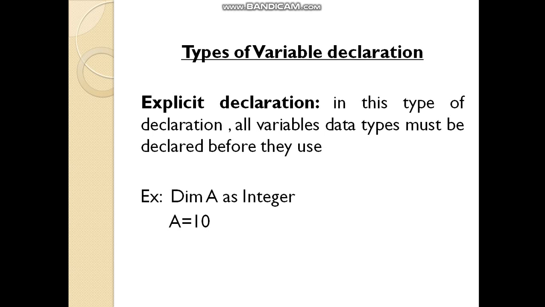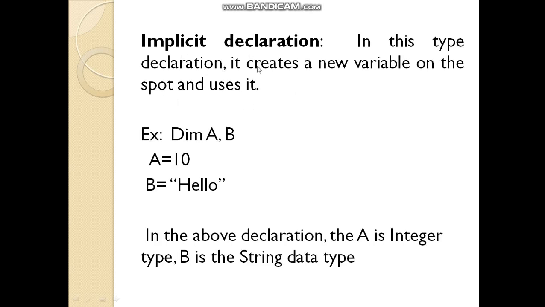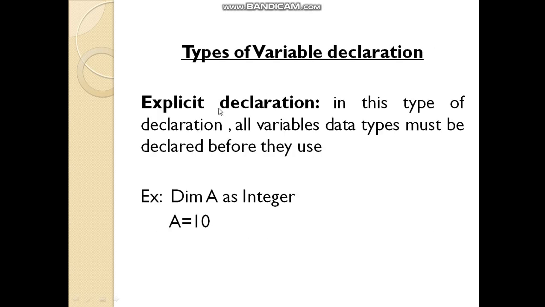In this class I am going to explain types of variable declaration. In Visual Basic there are two types of variable declaration. Number one is explicit type of declaration. Number two is implicit type of declaration. Okay, so explicit type of declaration. In this type of declaration all variables' data types must be declared before they are used.